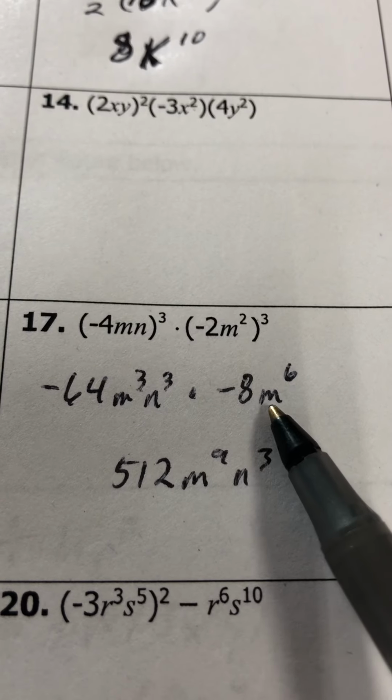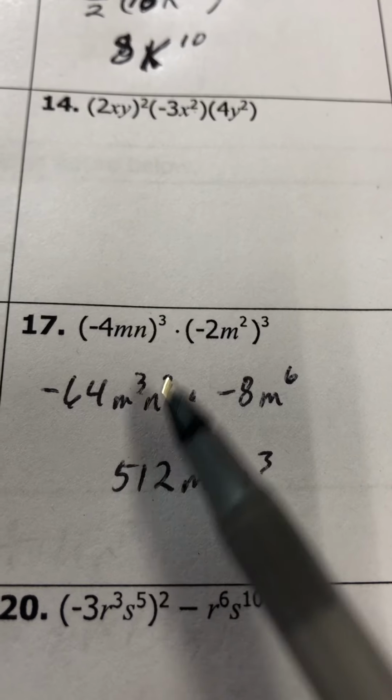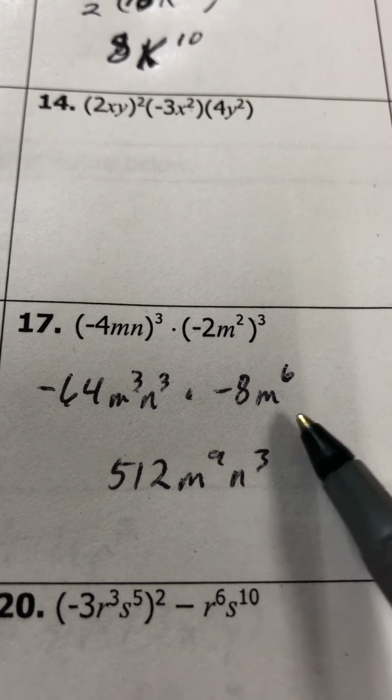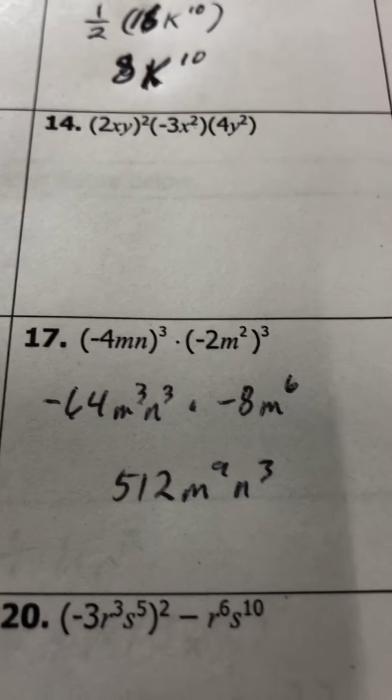m to the third power plus m to the sixth power gives me m to the 9th. n to the third power, I just bring it on down because there's nothing else to add to it. So there's number 17.